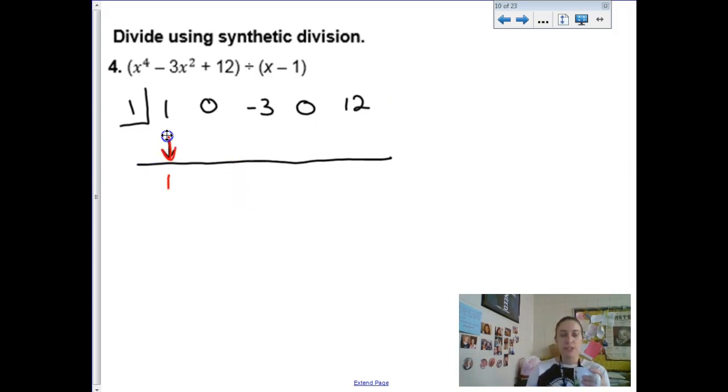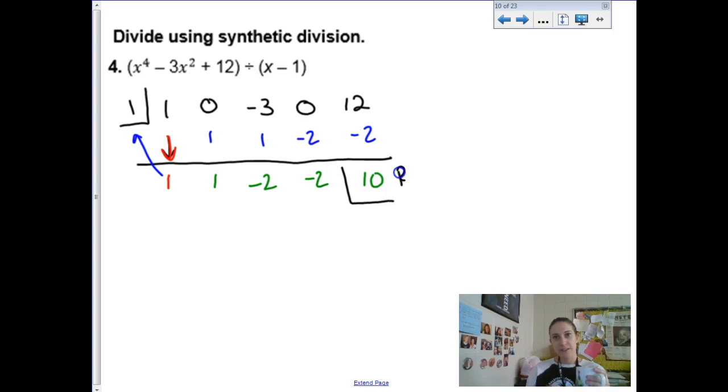All right, so bringing down the lead coefficient, and now we multiply, add. So multiply, and then add. Multiply, and then add. Multiply, then add. Probably like your number one favorite thing you learned in Algebra 2. And then multiply, add. So this time we do have a remainder. This last number here is the remainder.